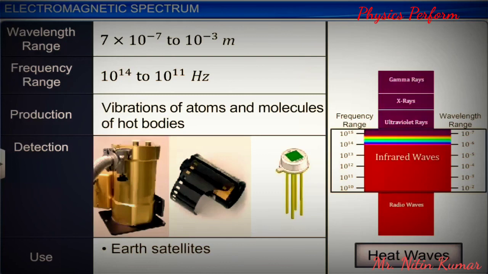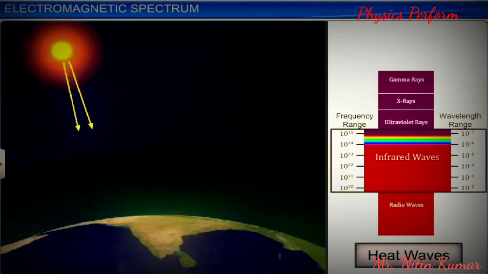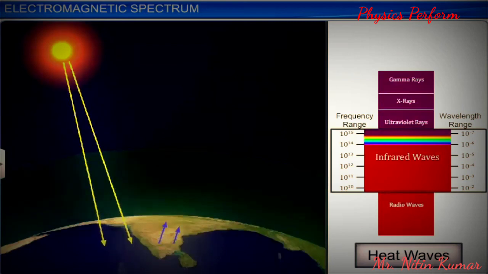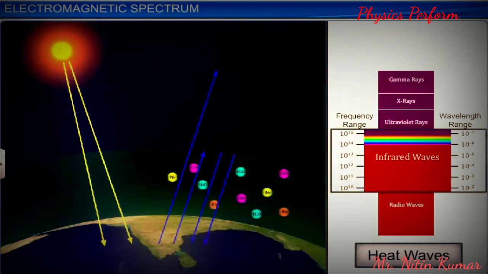The visible light absorbed by the Earth's surface is radiated as infrared waves. These infrared rays are trapped by the greenhouse gases such as carbon dioxide, water vapor, ammonia vapor, etc. Thus the gases maintain the average temperature of the Earth. This is referred to as the greenhouse effect.